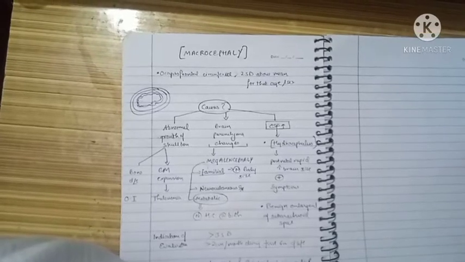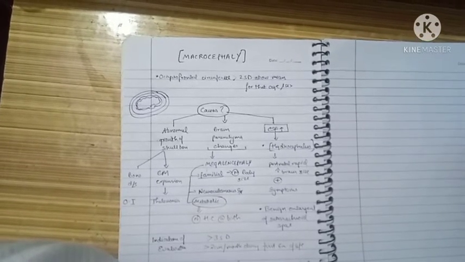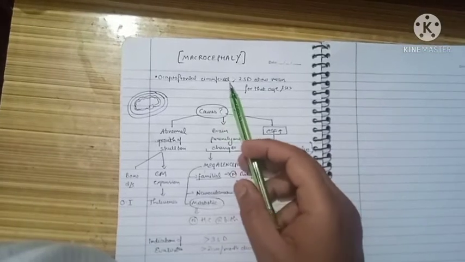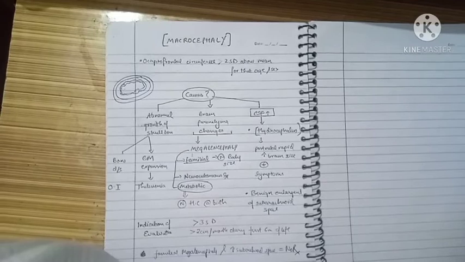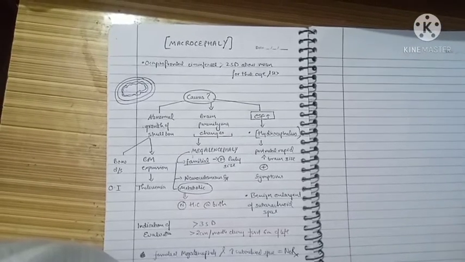Hello everyone. So in this video we are going to study about macrocephaly. Macrocephaly is defined as an occipitofrontal circumference of more than 2 standard deviations for that specific age and sex.